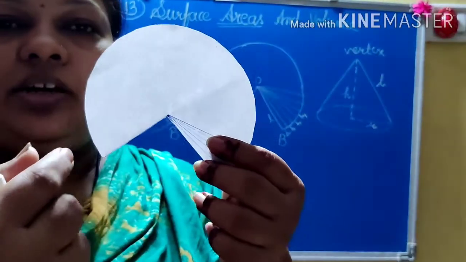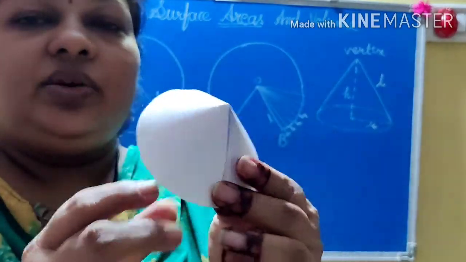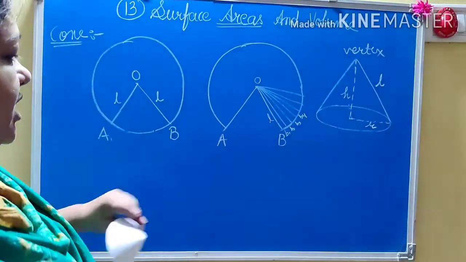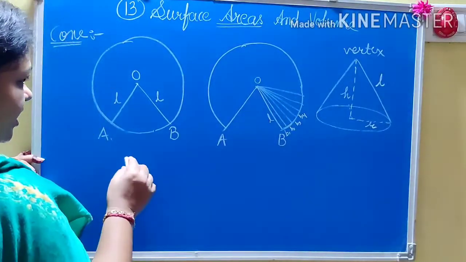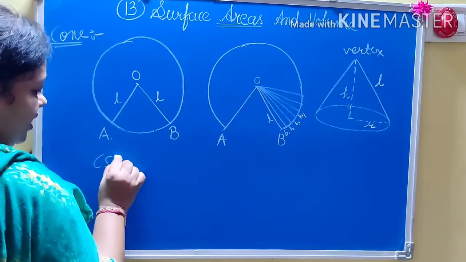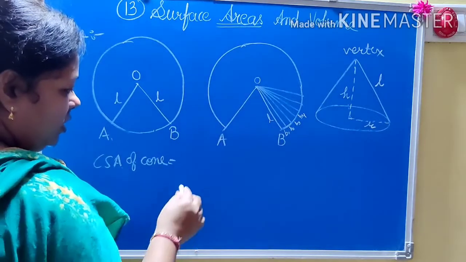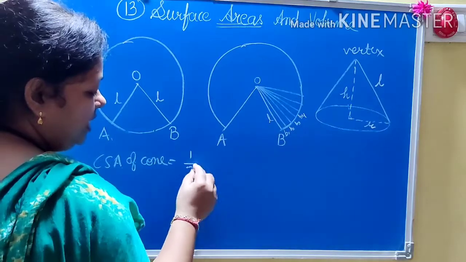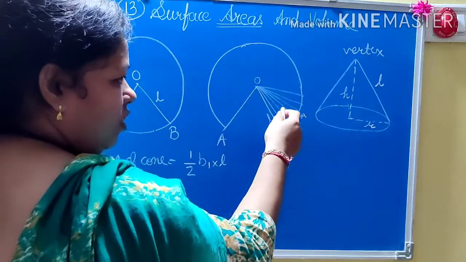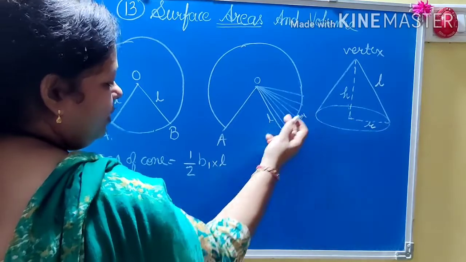So if I am able to find the area of this major sector, that will give me the CSA of the cone. Let us try to find it. We know that the area of a small triangle is half base into height. So the area of this whole portion is half, with base B1 and height L. The height is the same for all the smaller triangles, but the bases are different: B1, B2, B3, B4 and so on.